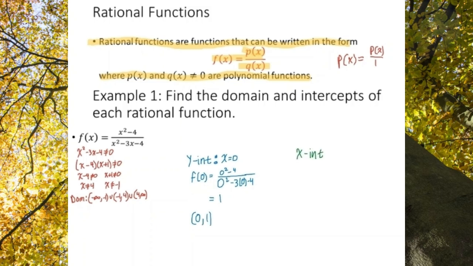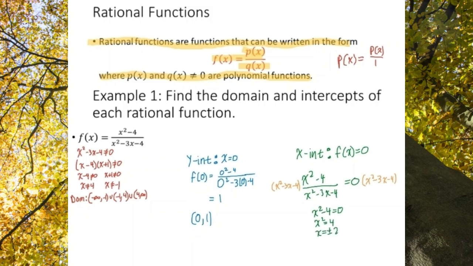Next, we'll find the x-intercept. The x-intercept is where our graph crosses the x-axis. So here we're going to set our function equal to 0 and solve for x. Now we can solve this equation by using the clearing denominator strategy. We'll multiply both sides of our equation by the x squared minus 3x minus 4. Anything times 0 is 0. So now we need to solve x squared minus 4 equals 0. We'll add 4 to both sides, then take the square root, and we get x equals plus or minus 2.